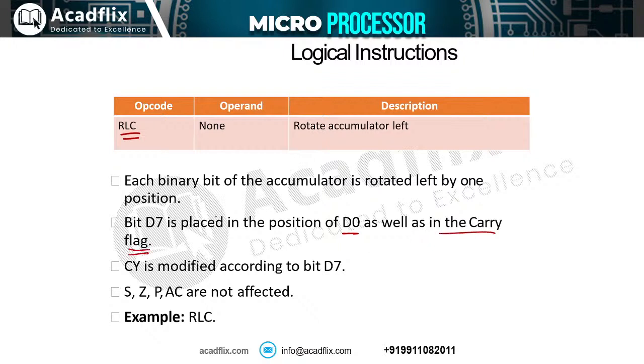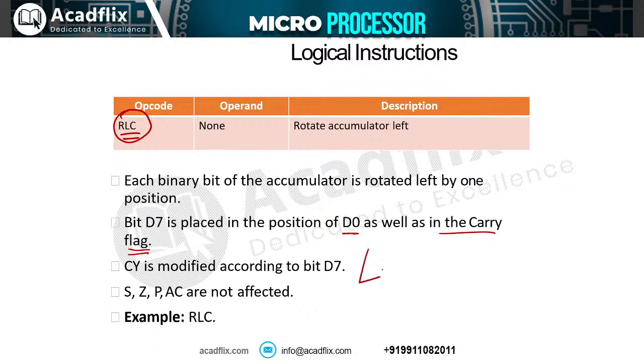Bit D7 is placed in the position of D0 as well as in the carry flag. Carry flag is modified according to bit D7, and then S, Z, P and AC are not affected. All these flags are not affected, only the carry flag is affected from this logical operation RLC. So this is nothing but rotate with carry. This is rotate with carry left.